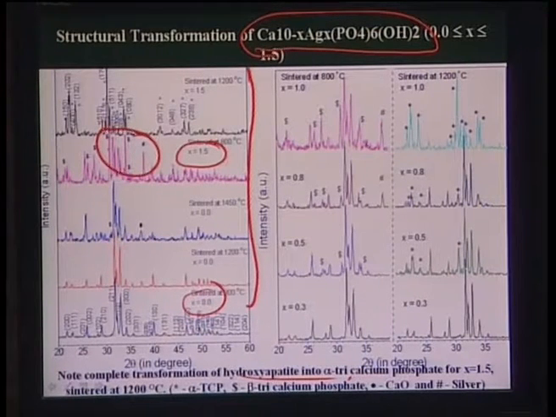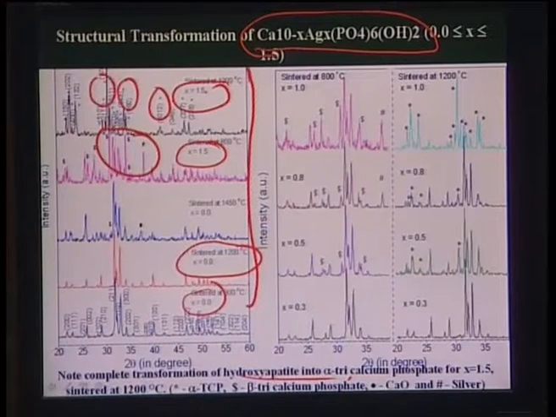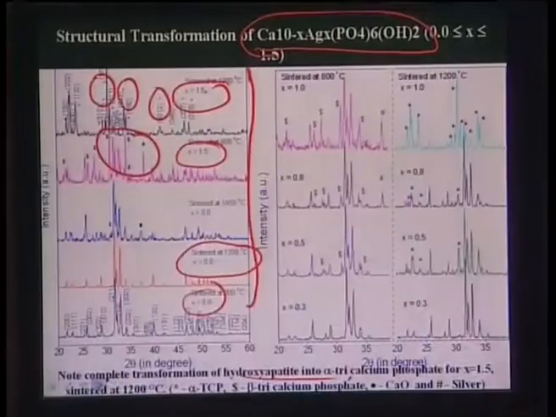Now, a similar observation was also noticed when the materials were sintered at 1200 degrees Celsius, when x is equal to 0 and x is equal to 1.5. In both cases, we do see hydroxyapatite, but at the same time we see alpha tricalcium phosphate as well as beta tricalcium phosphate. So what we notice here is that while substituting silver into the hydroxyapatite lattice, there is potential formation of both alpha tricalcium phosphate and beta tricalcium phosphate, and their formation critically depends on the sintering temperature.